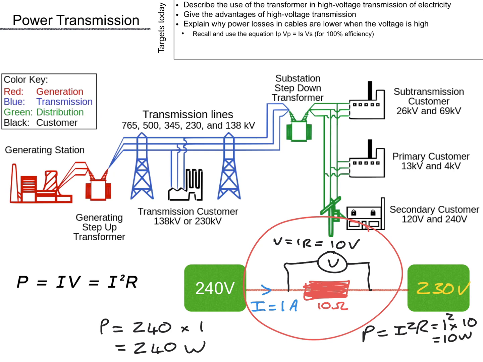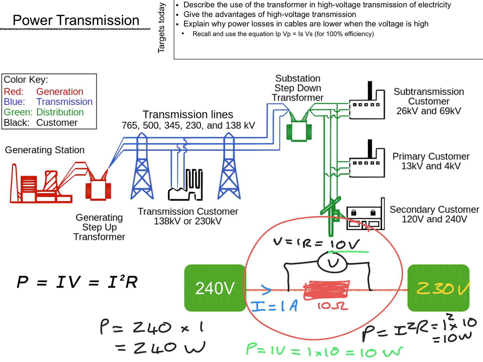That's what we're losing. Now, if we're careful, if we do this correctly, I could use P equals IV, as long as I'm using my 10 volts up there. So I've got 1 times 10 equals 10 watts. The equation works as long as we use the correct voltage, 10 volts. But it's much, much simpler to use I squared R.